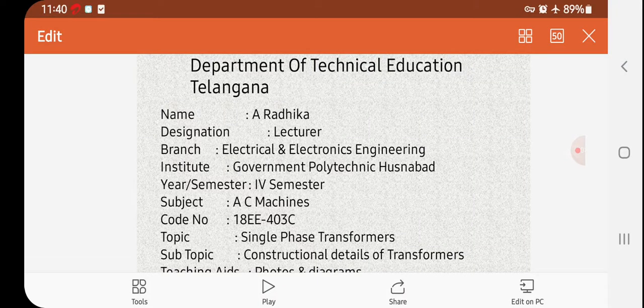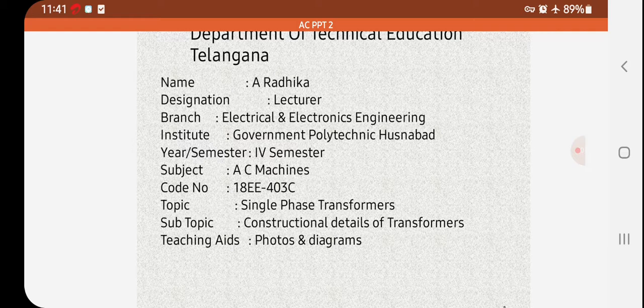This is Radhika. I am going to give a video lecture on AC machines. In these machines, today we are going to discuss the constructional details of transformers.